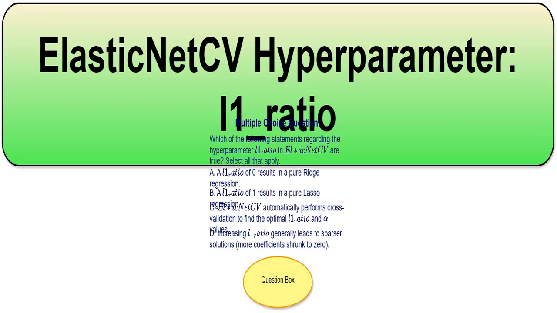Understanding the L1_ratio hyperparameter within the ElasticNetCV algorithm. ElasticNetCV is a machine learning tool used for linear regression. It's a clever combination of two other regression methods, lasso and ridge. L1_ratio is the key to controlling how much of each method is used in the blend.